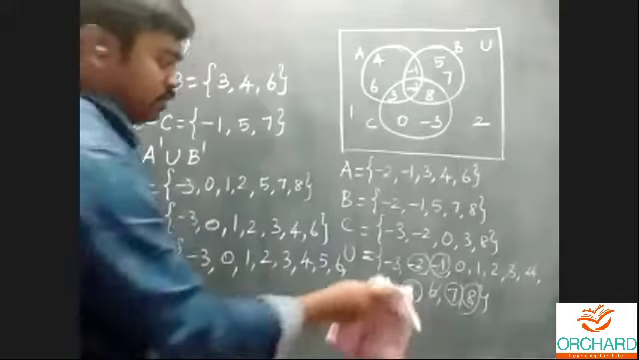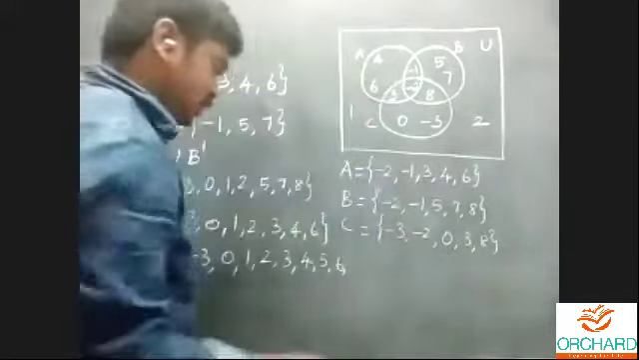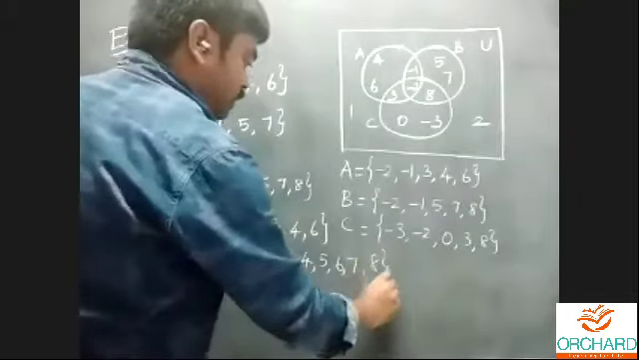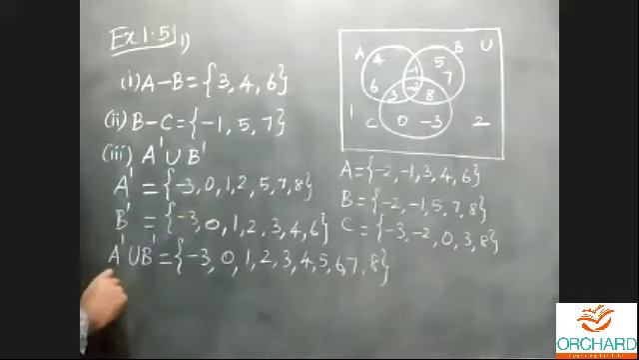I can touch this one. For the universal set, 7, 8. Yeah, this is the element of set A dash union B dash. Next, fourth subdivision.